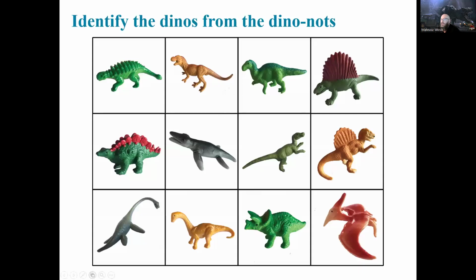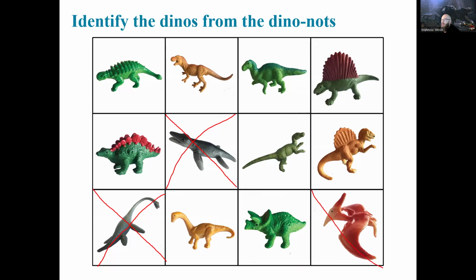So in this first part here, I want to ask you, which of these do you think are or are not dinosaurs? Can you identify the dinos from the dino nots? I'll slowly start to cross off certain things that are not dinosaurs. This one down here is a plesiosaur. We'll look at these a little bit later on. This one here is a mosasaur. Again, we'll look at those a little bit later on.